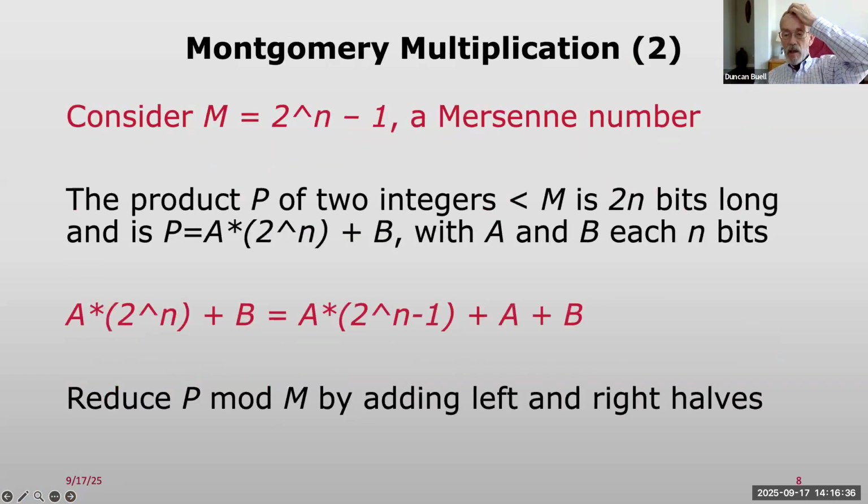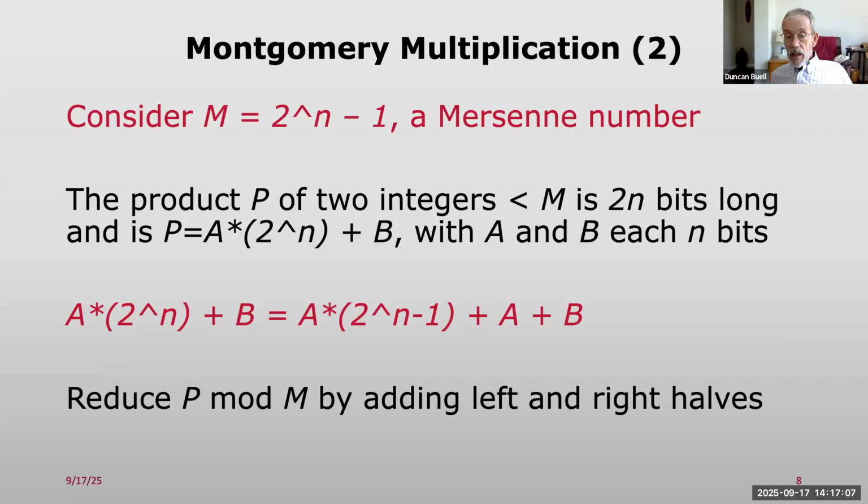Peter Montgomery came up with a very clever way of doing with general numbers what you can do with Mersenne numbers. The reason that Mersenne numbers are almost always the largest prime is that it's a power of 2 minus 1, which means it's a string of 1 bits, of n 1 bits. The product of two such things is 2n bits long.